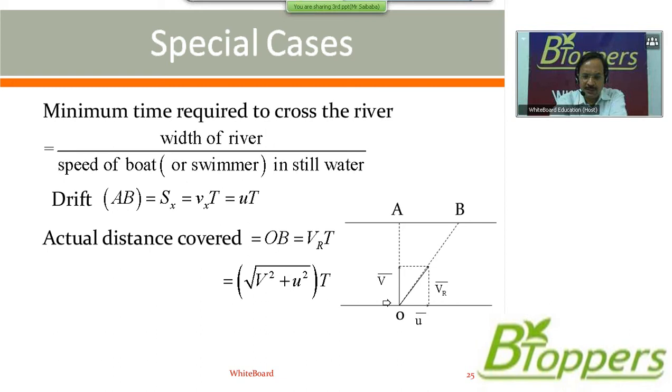So the time taken by the boat to cross the river is minimum in this case, when V bar is directly perpendicular to U bar. But the boat will not move along the line OA. It moves along the line OB in the direction of this resultant velocity VR bar and reaches the other bank at B. So the actual distance covered is equal to the length of the line OB, that you can write as magnitude of the resultant velocity into time taken. Here, when V bar is perpendicular to U bar, the magnitude of the resultant velocity will be root of V square plus U square.